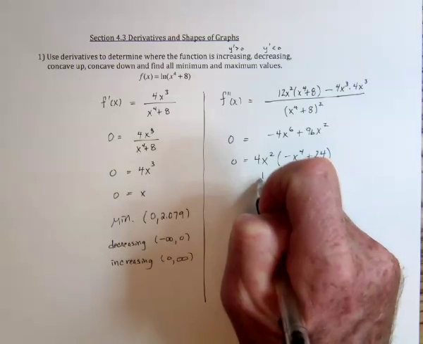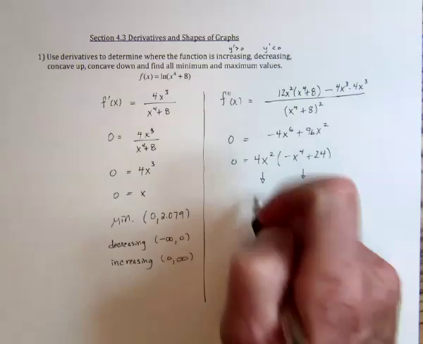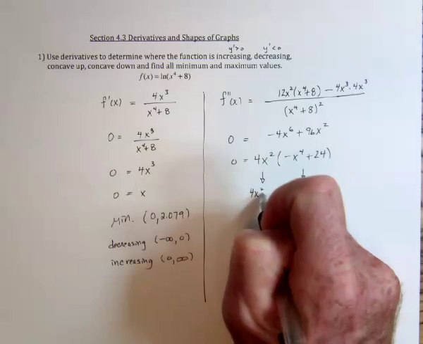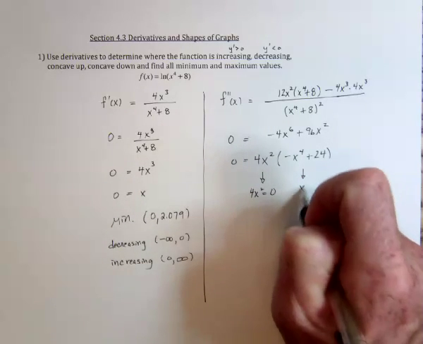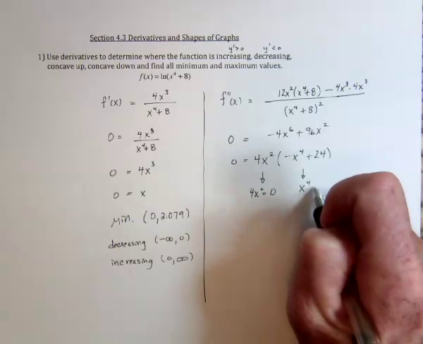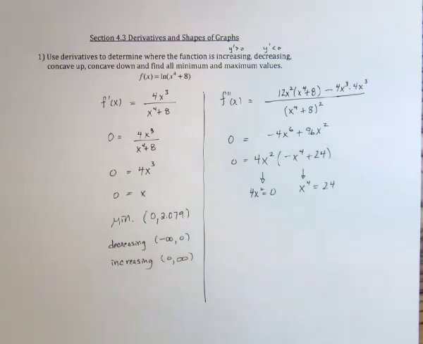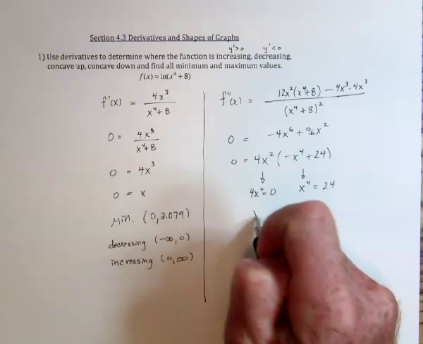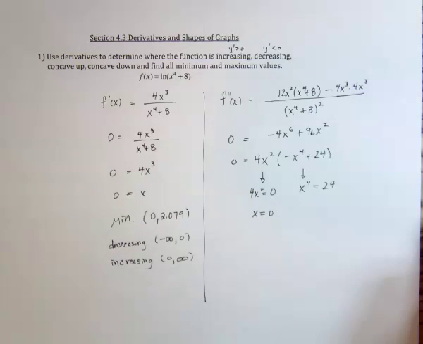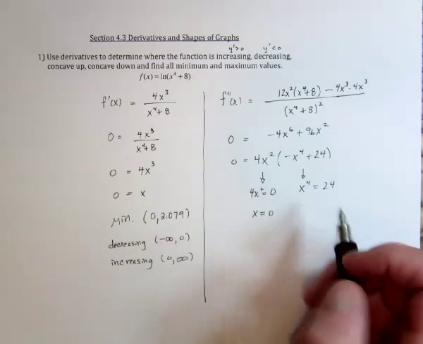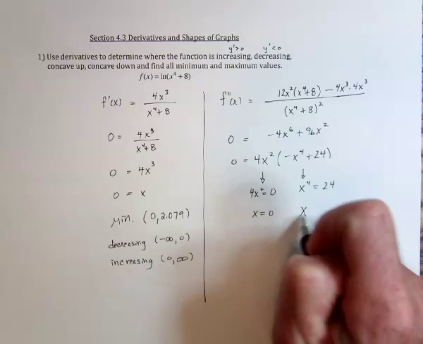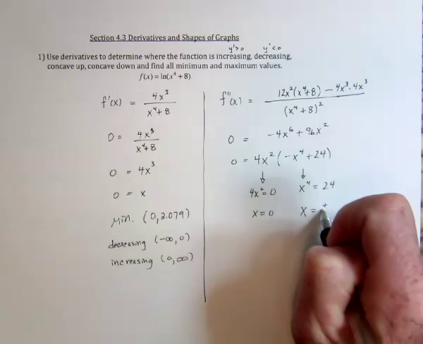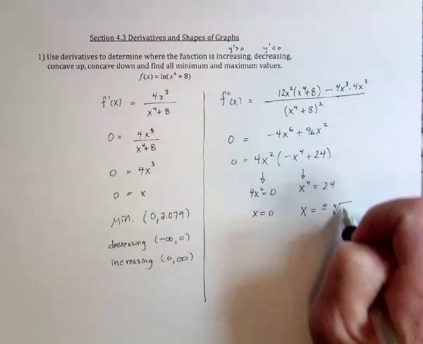Let's see. Well, it's factored, set each factor equal to 0, so we'd have 4x squared equals 0. And then this would be x to the 4th equals 24, once you set it equal to 0 and move the negative x to the 4th over. So this is simply x equals 0. And then this, we'll take the 4th root and we would get plus or minus the 4th root of 24.